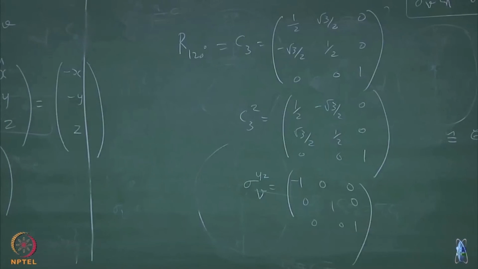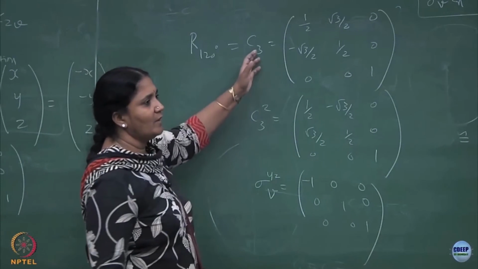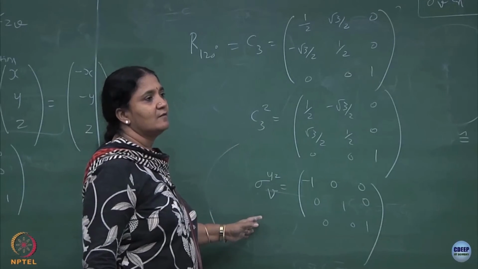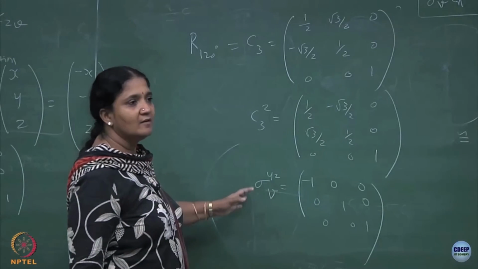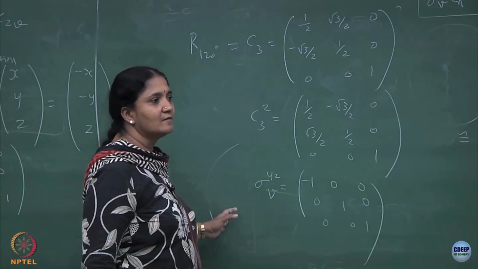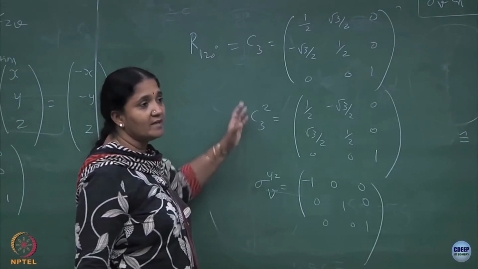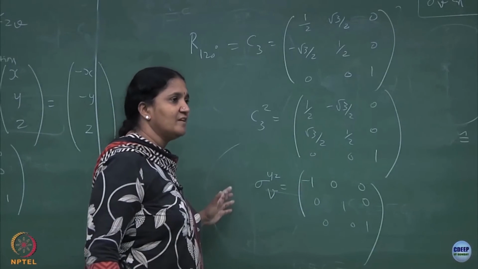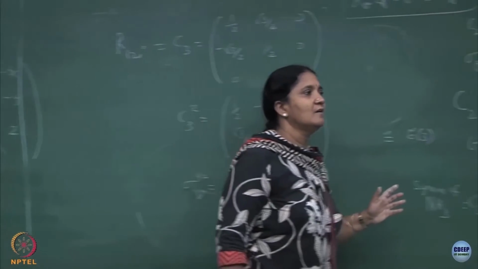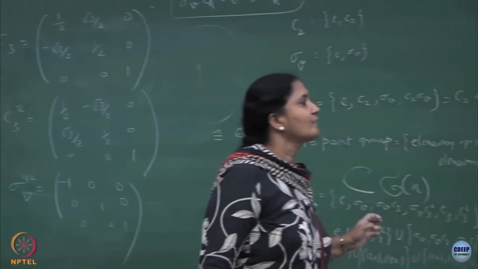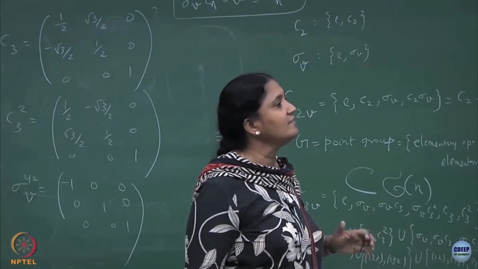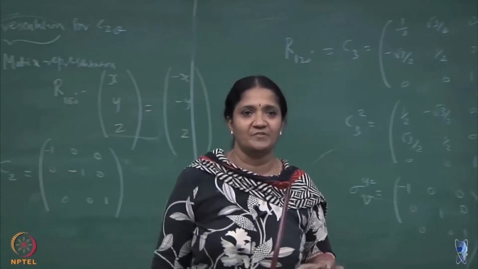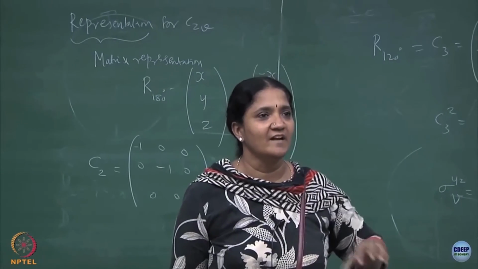How do you do it? You just multiply things. You multiply this with this, C3 squared with this. You can start generating the other two elements. Once you have a sigma v, you start multiplying and see how many non-trivial elements you get, and you generate a matrix representation for the C3V group. After we have got the representation, we would like to see what is the irreducible representation. Okay, that is the next topic.